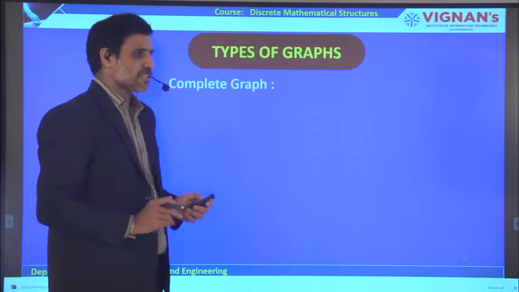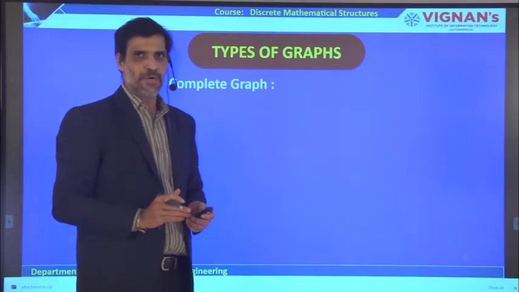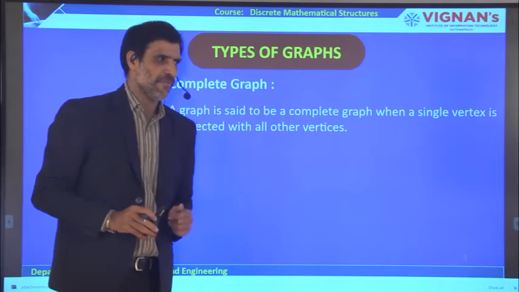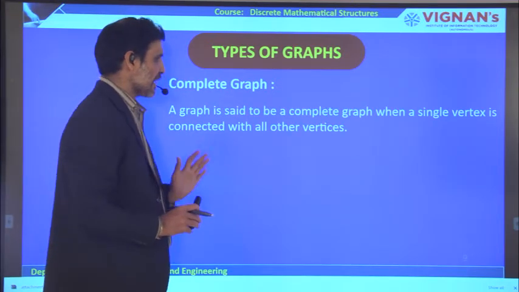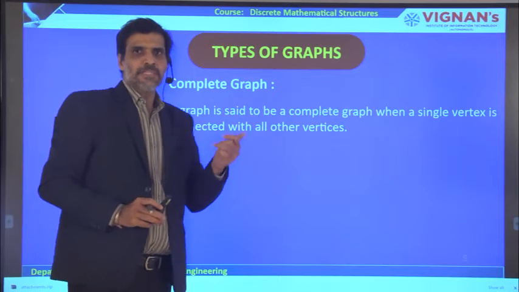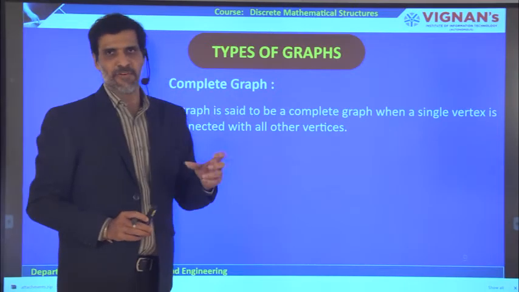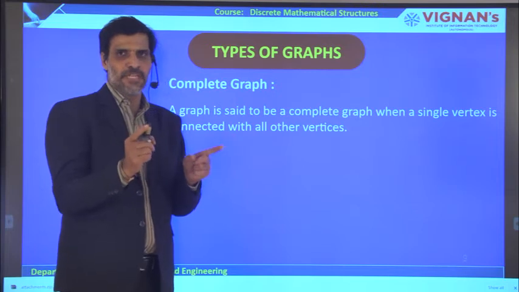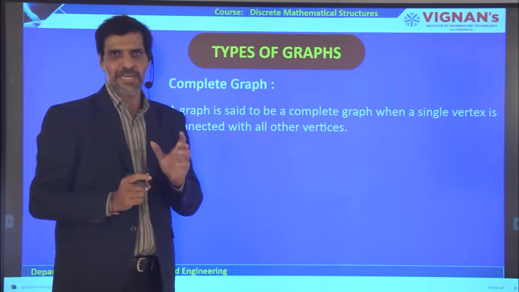Now coming to the next important graph. What is that? It is a complete graph. A graph is said to be complete when a single vertex is connected to all other vertices. In the previous class we discussed a connected graph. A connected graph is one where between two pairs of vertices there is an edge.